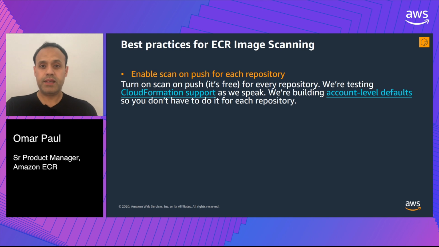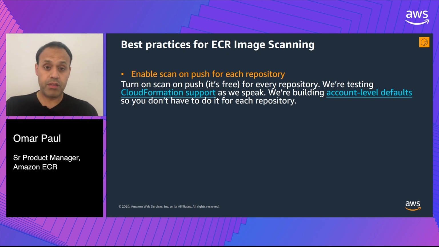Now that we've examined ECR image scanning, let's look at some best practices. Here's the first: turn on scan on push. It's there for you, it's no additional charge. We're testing CloudFormation support for it to turn that on as we speak, and you can use Terraform with it if you're a Terraform customer. We're also building account level settings in ECR, so you can make this enabled by default for any repository that has been subsequently created, whether through your infrastructure as code scripts or not.